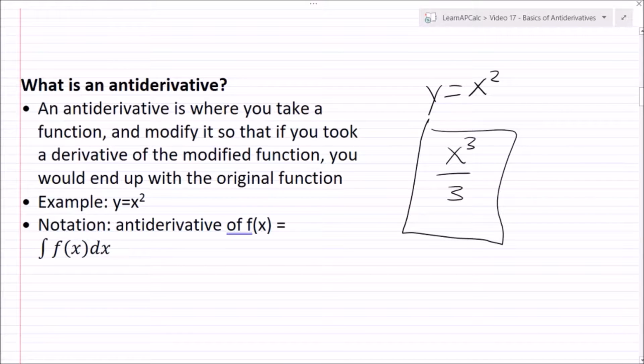And now note that the antiderivative of f of x is written like so. And this is called integration. This is the integral symbol, and dx simply represents what we're integrating. So if I wanted to write the antiderivative of y equals x squared, I would write it like so. And this simply means take the antiderivative of x squared with respect to x.